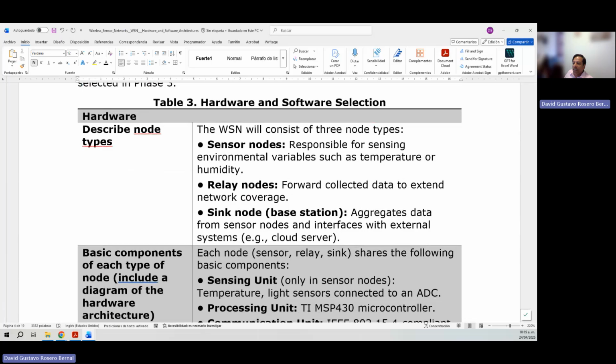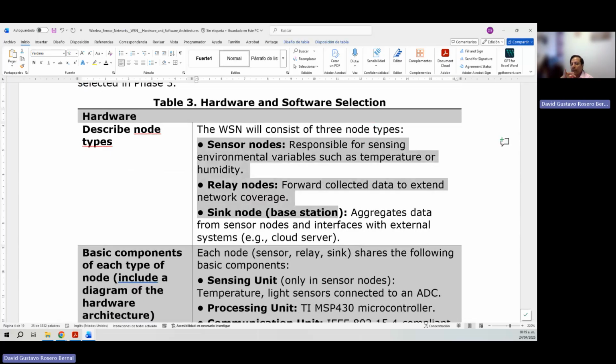So, for hardware architecture, I have chosen a configuration based on 3 types of nodes. Sensor nodes. These nodes are responsible for monitoring environmental variables such as temperature and light. They collect data from their surroundings and transmit it to other nodes.